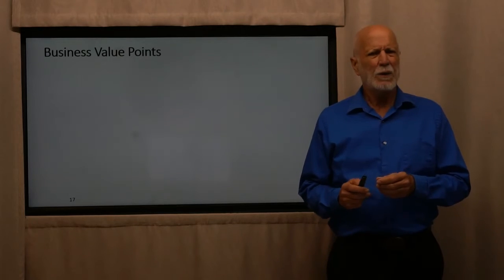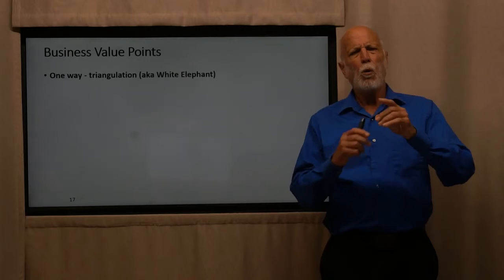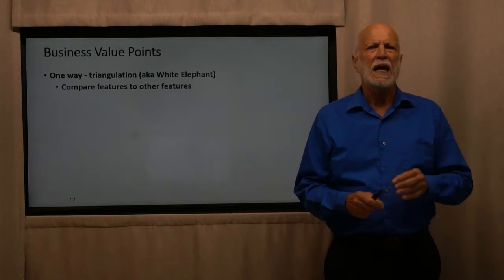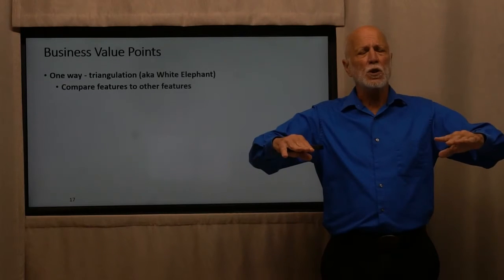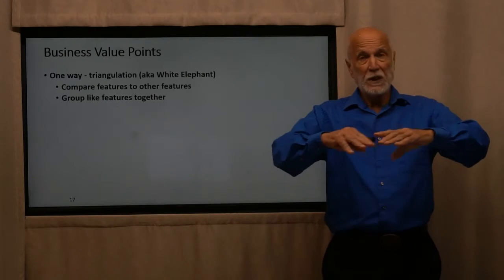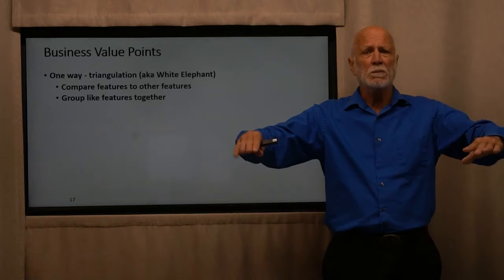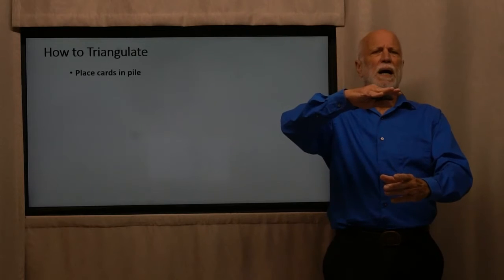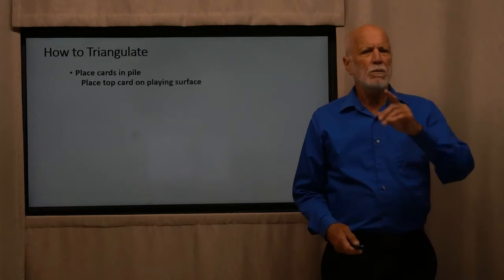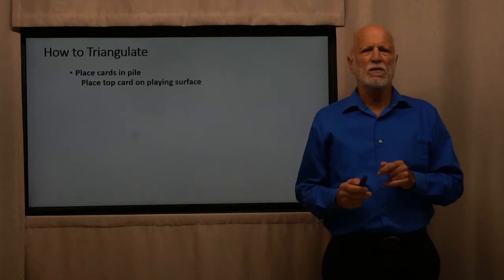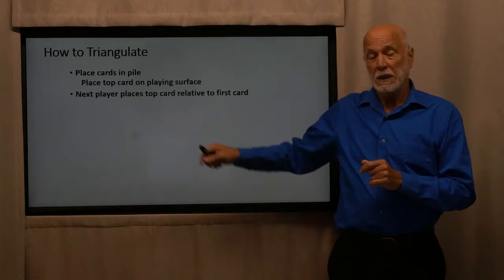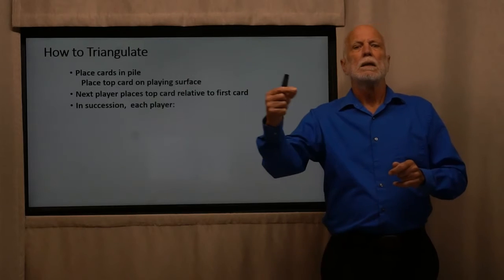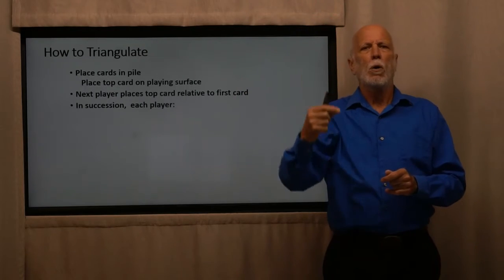So, how do we get to these business value points? Well, one way to do it is triangulation, aka the white elephant. And in this, we compare our features to other features and group features that seem to have similar business value together. Well, let's see how we can triangulate. We're going to place our cards in a pile with a feature on each one. And then we'll take the top card, put it on our playing surface. The next player takes the next card and puts it onto the playing surface. It could either be the same, above, or below.